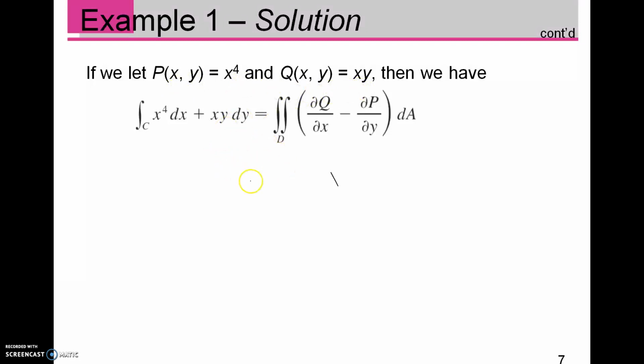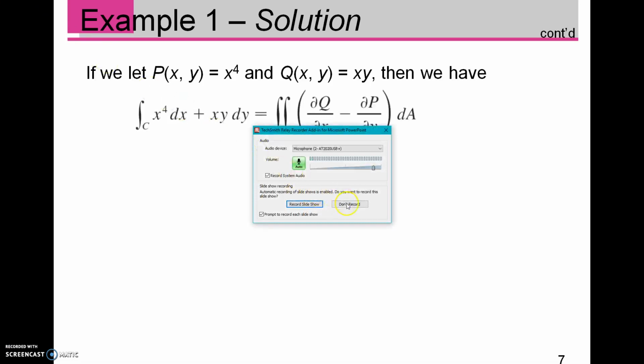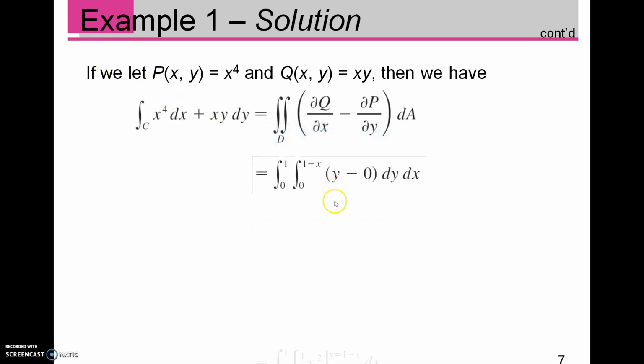Then we have this line integral equaling this double integral, and we're going to need to take the derivative of Q with respect to x, and the derivative of P with respect to y. We went ahead and did that. We know y is going from 0 to 1 minus x, and x is going from 0 to 1.